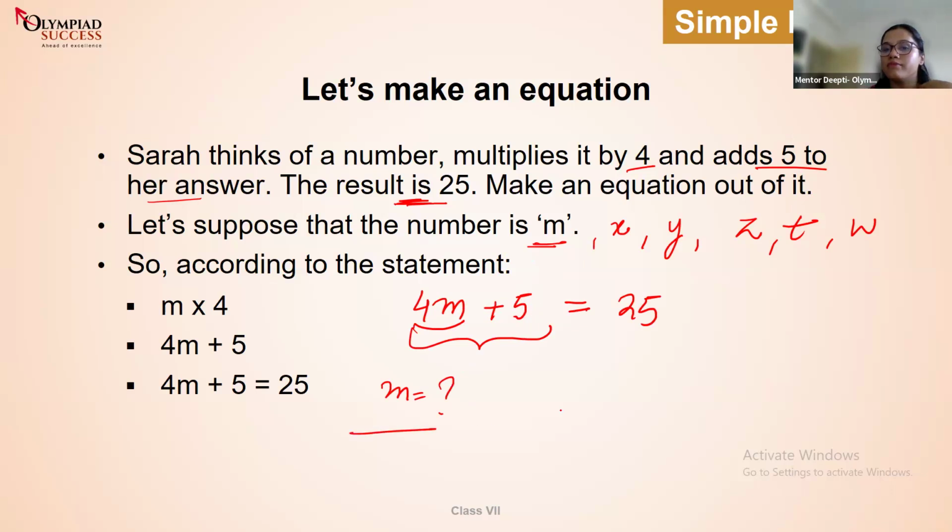How can we do it? We'll solve this equation later on. I'll explain how to solve the equation later. Let's first see what others are saying.